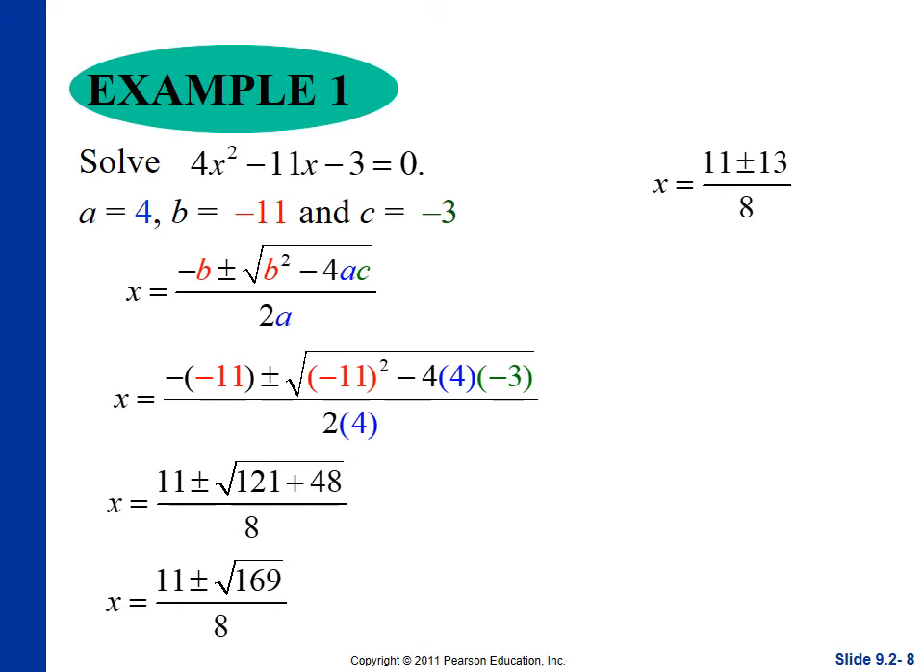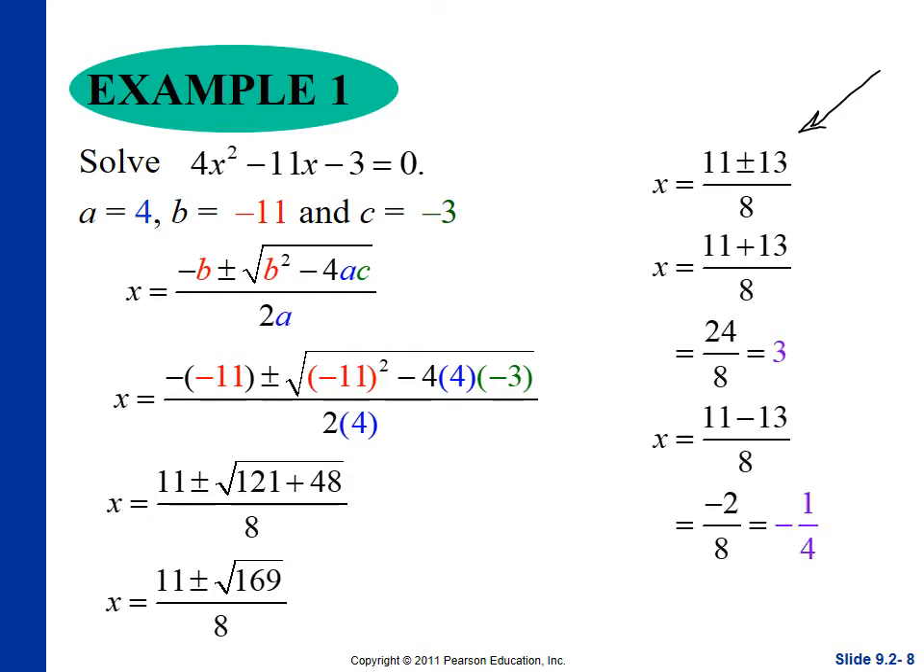Well, it turns out that the square root of 169 is 13. Look at that, right there. So we can add 11 plus 13 over 8, and we get 24 over 8, which is 3. And we can take 11 minus 13 over 8, which is negative 2 over 8, which is equal to negative 1/4. So our solution set would be negative 1/4 and 3. Those are the two values that make this statement true.